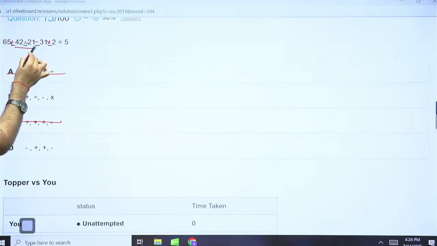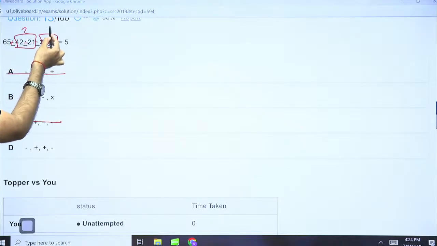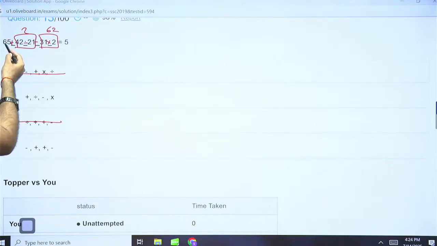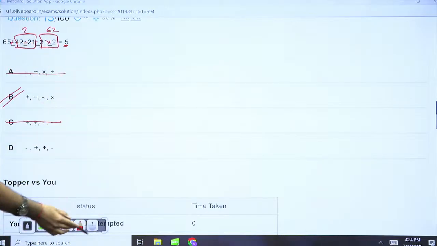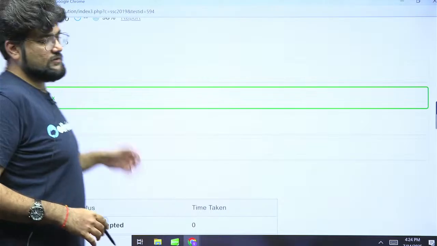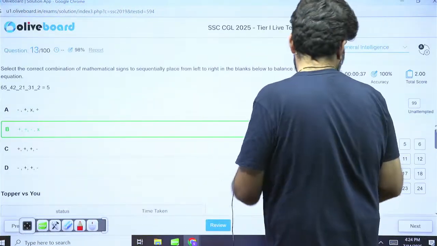So this is 2. This is 31 into 2. This is 60. 2. 65 plus 2, 67 minus 62 is 5. Option B is the right answer. Absolutely easy. Division sign helped us out. Right? 25 seconds. Good job. Very good. Excellent.